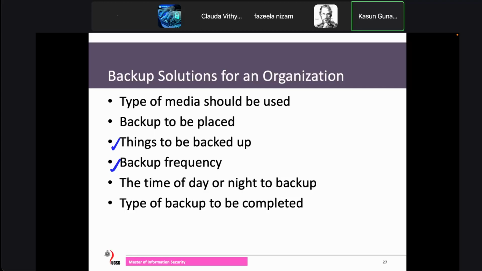Then what time of day or night should the backup occur? The backup process should occur during downtimes and the end of the workday, and backup should not be completed while information is being saved or updated. So those are key things in backing up.